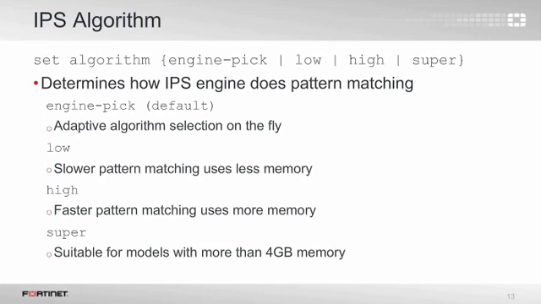2. Low. Slower matching algorithm using less memory. 3. High. Faster matching algorithm using more memory. Recommended when IPS and application control performance are the only focus of the FortiGate deployment. And 4. Super. Fastest matching algorithm, designed for units with more than 4 GB of memory.